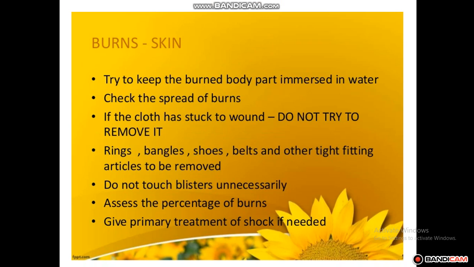Okay, next is about burns. Usually, especially the housewives and girls who work in the kitchen have the risk of burns. So try to keep the burnt body part immersed in water. Check the spread of burns. If the cloth has stuck to the wound, do not try to remove it, because the skin will also get peeled off.